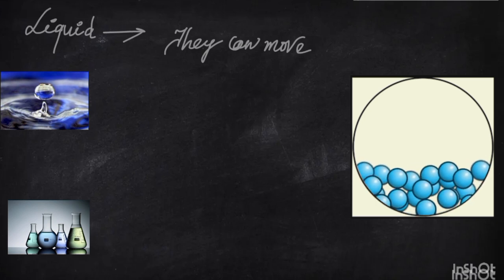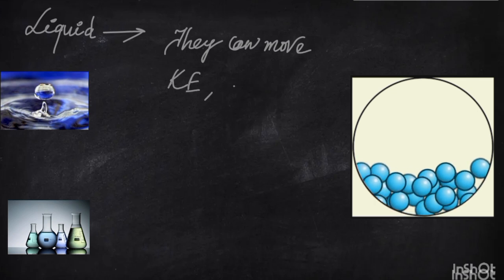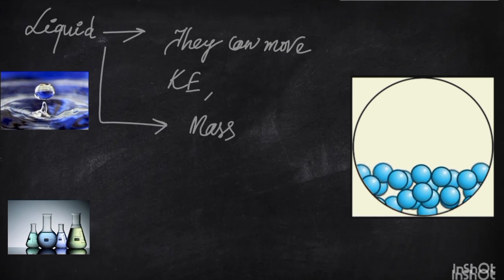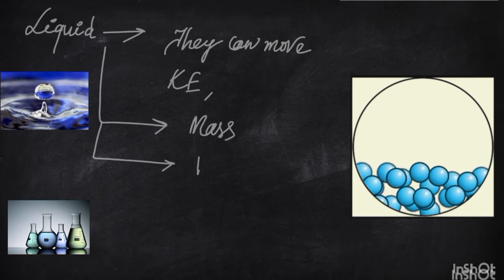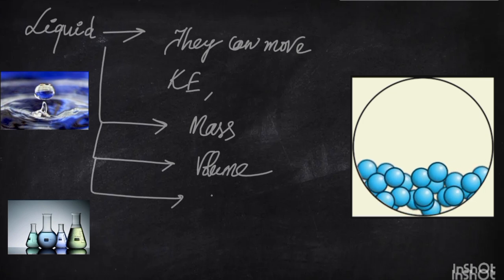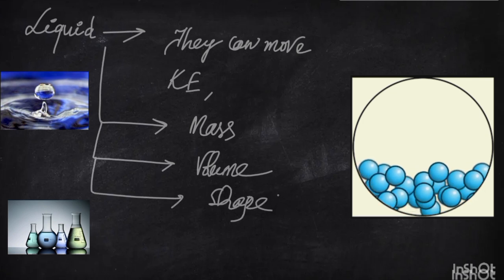Consider liquid. Tiny particles arranged in such a manner that they can move and they have somewhat less intermolecular attractions compared to solids. So they have higher kinetic energy compared to solids. And liquids have mass and they have definite volume, but they don't have definite shape. They have the shape of the container.